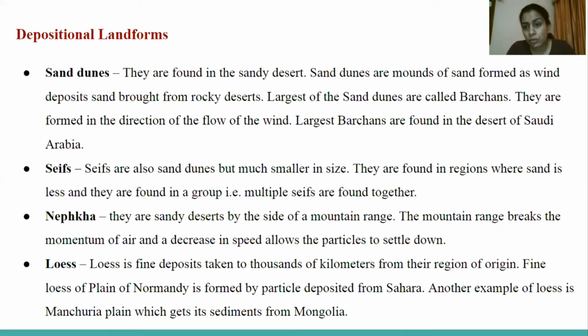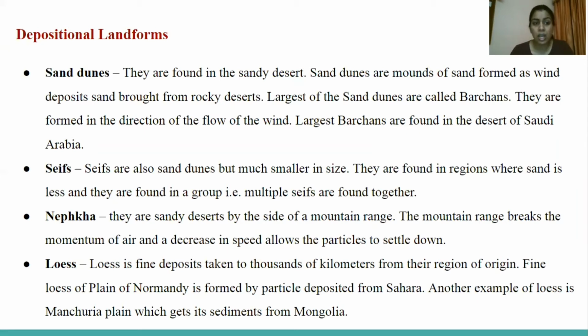Largest of the sand dunes are called barkans. They are formed in the direction of the flow of the wind, and largest barkans are found in the desert of Saudi Arabia. The next is seeps. Seeps are also sand dunes, but ये smaller होते हैं size में. They are found in the regions where sand is less, and they are formed in a group. That is, multiple seeps are found together.